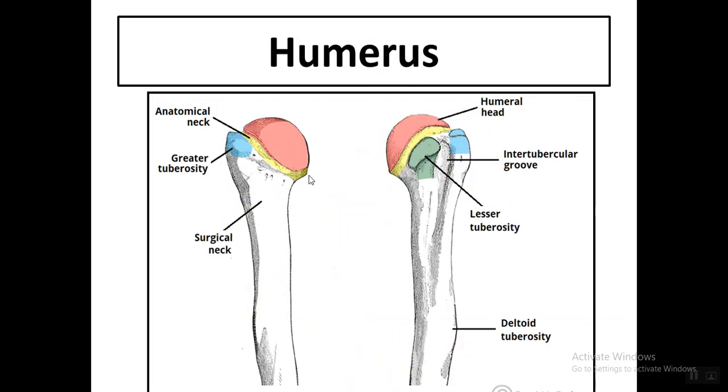The humerus, اللي هو عظم العضد. Here we will study the proximal, يعني الجزء القريب, proximal end of the humerus. This is the proximal end.